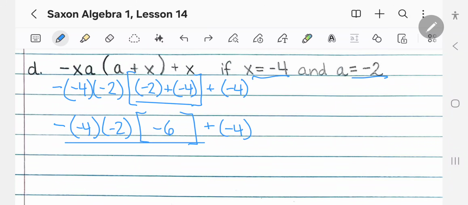So let's do the multiplication. 4 times 2 is 8, times 6 is 48. And we've got 1, 2, 3, 4 negatives. So that's going to be a positive 48 because there's an even number of negatives, plus -4. These signs are different, so I subtract, and I keep the sign of the one with the largest absolute value.